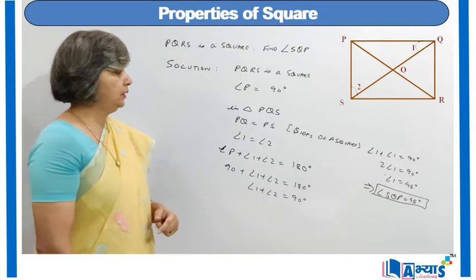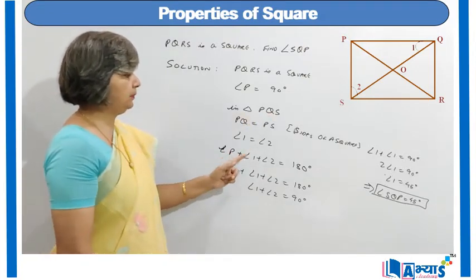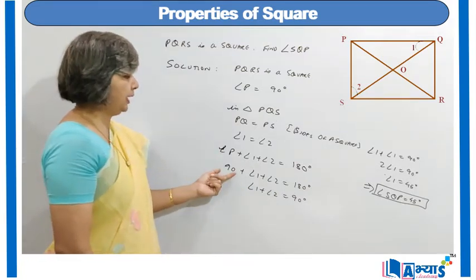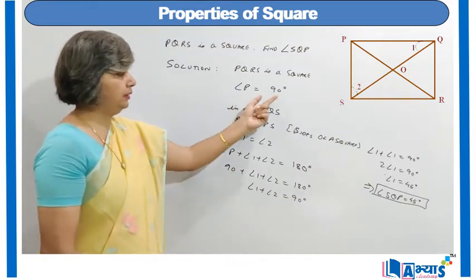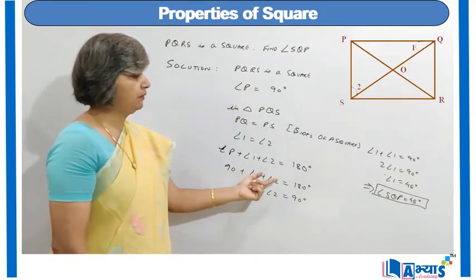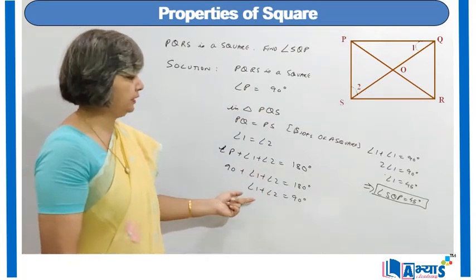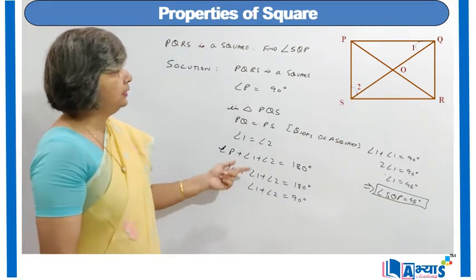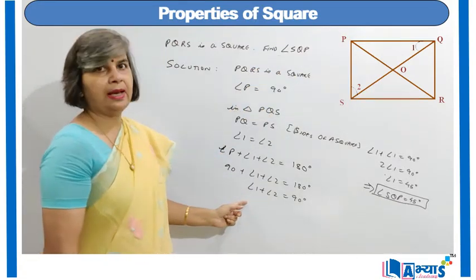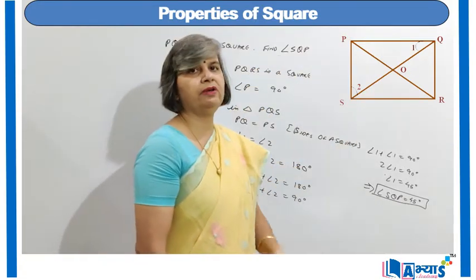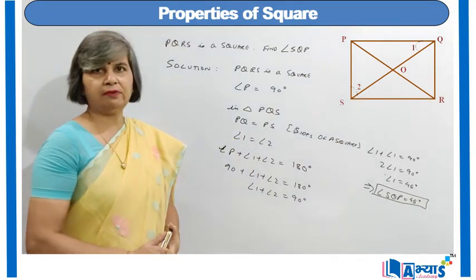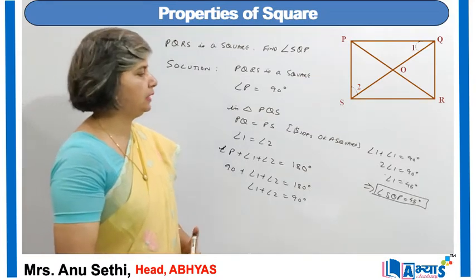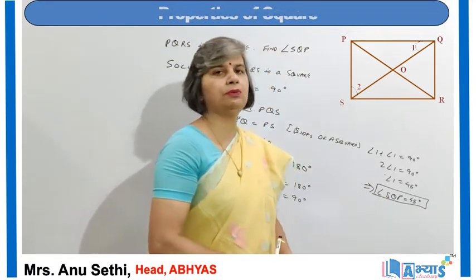Now in triangle PQS, angle P plus angle 1 plus angle 2 is equal to 180 degrees, angle sum property. So replacing the value of angle P, that is 90 plus angle 1 plus angle 2 is equal to 180, or angle 1 plus angle 2 is equal to 90 degrees. Now we can see that in the figure angle SQP is represented by angle 1. So angle 1 plus angle 1 will be 90 degrees, so 2 times angle 1 will be 90 degrees, or angle 1 will be equal to 45 degrees. Hence we can say that angle SQP is equal to 45 degrees.